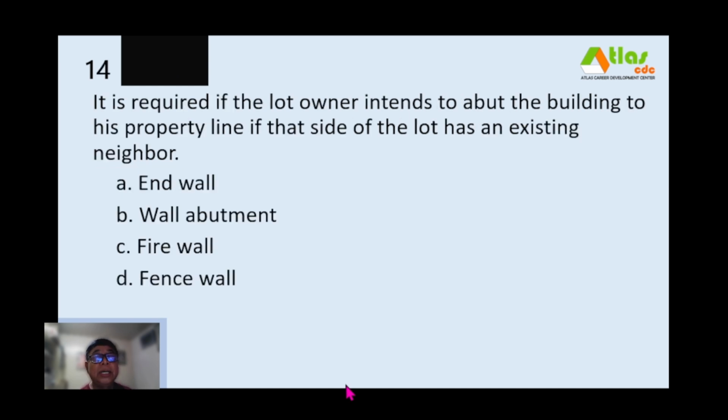Number 14, it is required if the lot owner intends to abut the building to his property line if that side of the lot has an existing neighbor. A. End wall. B. Wall abutment. C. Firewall. And D. Fence wall.